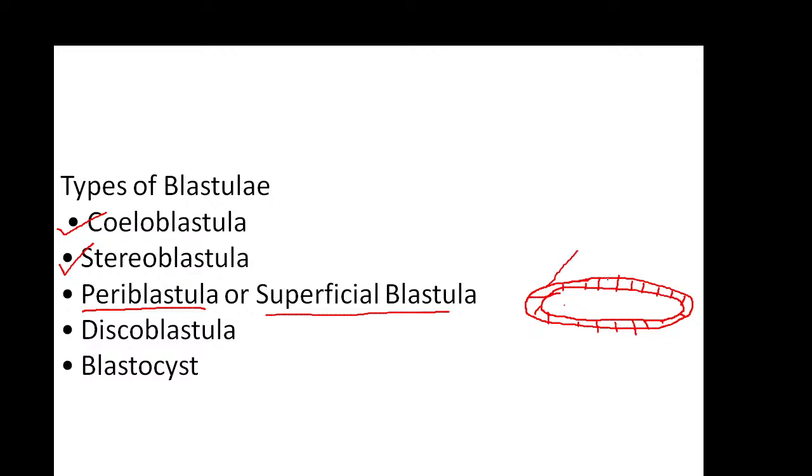These are blastomeres. ഈ കാണുന്നതെല്ലാമാണ് blastomeres. Example is insect egg. Insects in the egg ella periblastula. The blastula which is formed from insect egg is periblastula. അപ്പോൾ പെരിഫറൽ അല്ലെങ്കിൽ സൂപ്പർഫിഷ്യൽ ക്ലീവേജിന്റെ ഫലമായിട്ടുണ്ടാകുന്ന ബ്ലാസ്റ്റുലയാണ് പെരിബ്ലാസ്റ്റുല ഓർ സൂപ്പർഫിഷ്യൽ blastula, and the example is insect blastula. Now next is discoblastula.